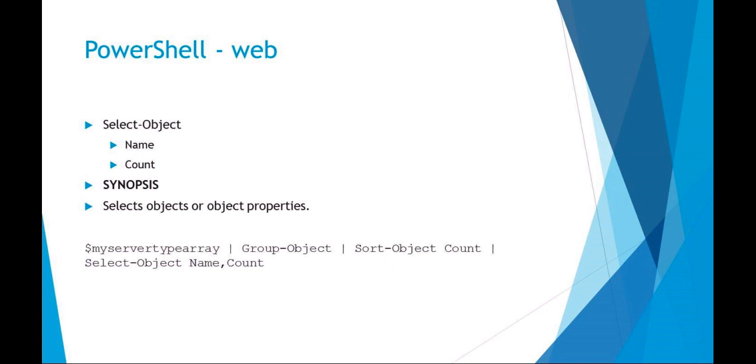So in this example, I'm saying, here's my server type array. I'm going to group the object. So it's going to put items of, say, the same name together. And then I'm going to sort the object based on the count of each item. And then my final thing that I'm going to do is I'm going to select just the name and the count out of that object list, even if there were other things. So if it, say, had name, count, and date, I just want the name and the count selected.